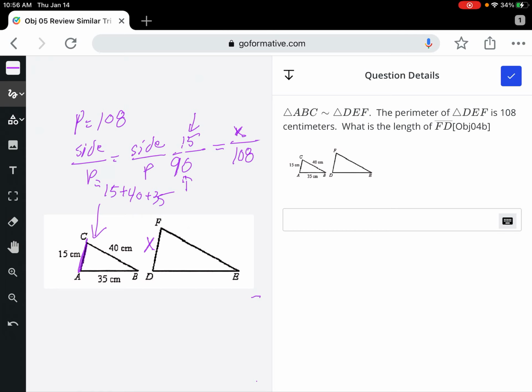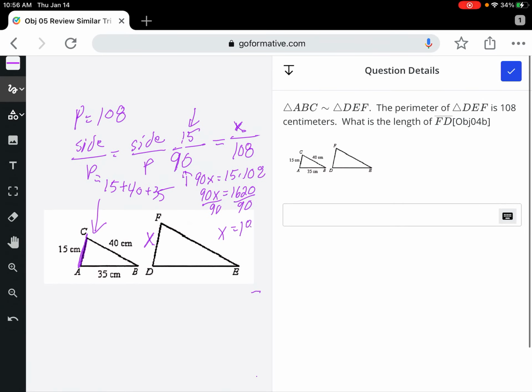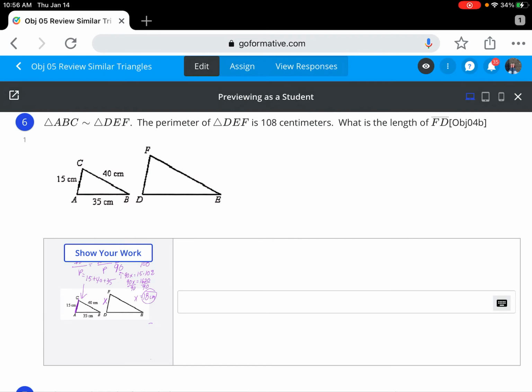And you can just cross multiply to solve. So that's going to be 90 times x is equal to 15 times 108. Okay, so 90x is equal to 1620. Divide by 90. X is equal to 18. And so your answer, don't forget your units, is 18 centimeters.